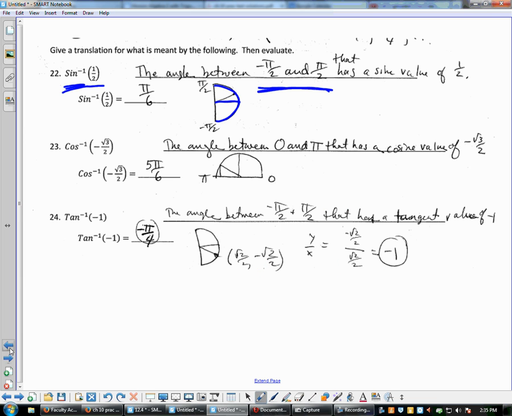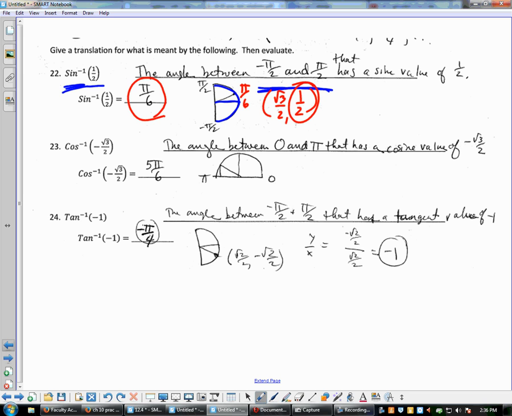All right, so back to this problem. So the translation is, the angle between negative pi over 2 and pi over 2 that has a sine value of 1/2, and that occurs right here at pi over 6, where the ordered pair is square root of 3 over 2 comma 1/2. Again, we're looking for the y coordinate to be 1/2. So it occurs at pi over 6, and that's our one and only answer.